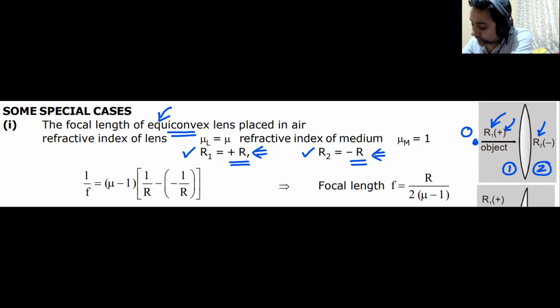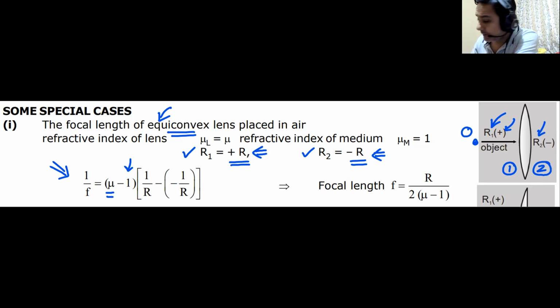Yes, sir. Then we find the focal length. Which focal length are we talking about? We are talking about the second focal length, mu minus 1. Here mu is the refractive index of the lens with respect to the medium. The medium is air, so we simply use the value of mu, mu minus 1, and then I put R, the radius of curvature, with sign convention.